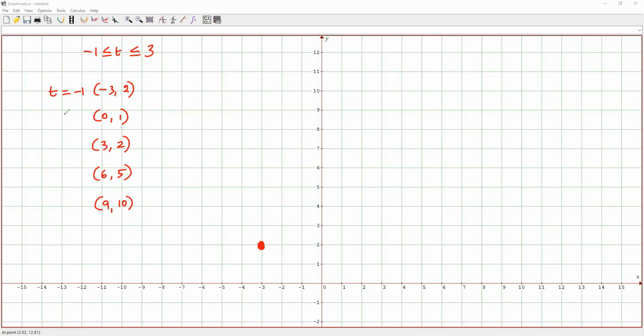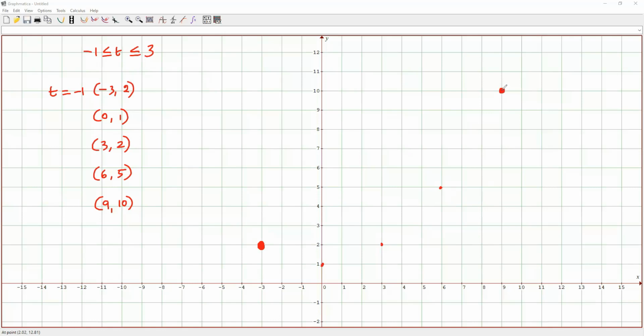Okay, now let's plot the next point. That is 0, 1. This x coordinate is 0 and y coordinate is just 1. And the next point is going to be 3, 2. X coordinate is 3 and y coordinate is 2. And the next point is 6, 5. X coordinate is 6 and y coordinate is 5. And the last point is 9, 10. X coordinate is 9 and y coordinate is 10.